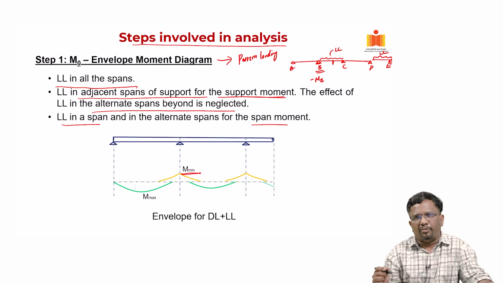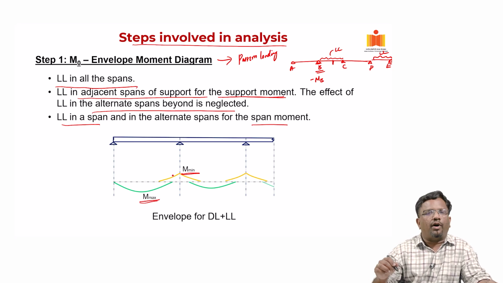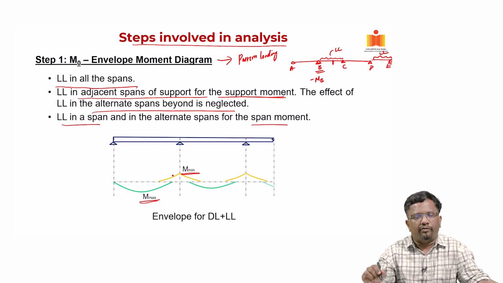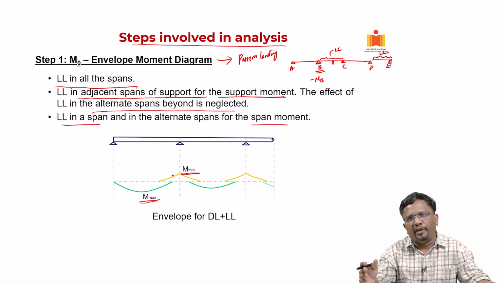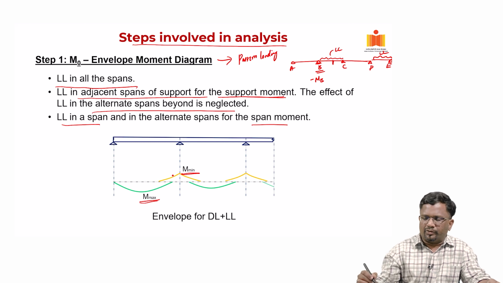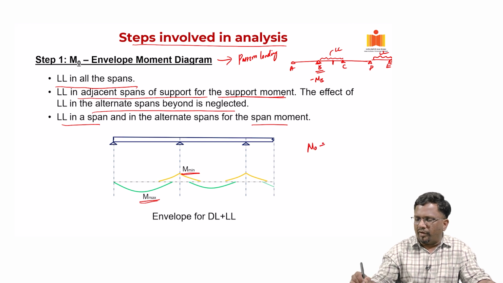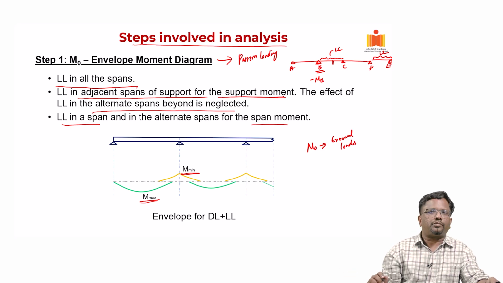Then we develop the locations where we will get the maximum negative moment or the maximum positive moment. So, this is an envelope diagram for considering the effects of different positions of live load for getting the maximum span moment and the maximum support moment. And this is from external load. So, the M0 envelope diagram comes from your external loads, right.